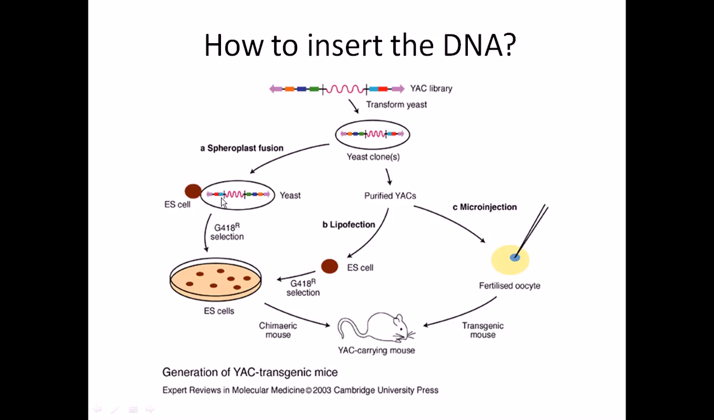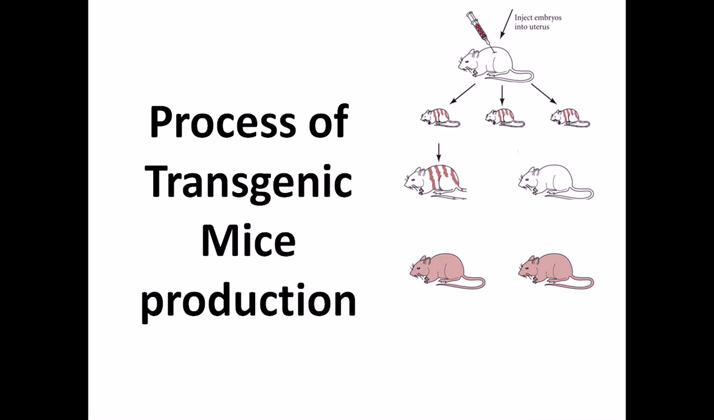They require the cell membrane to have fusion. But in the other two processes, like liposuction, microporation, or microinjection techniques, we only need the vector containing the gene of interest, and we inject it into the fertilized oocyte here, and then we implant it into the organism.